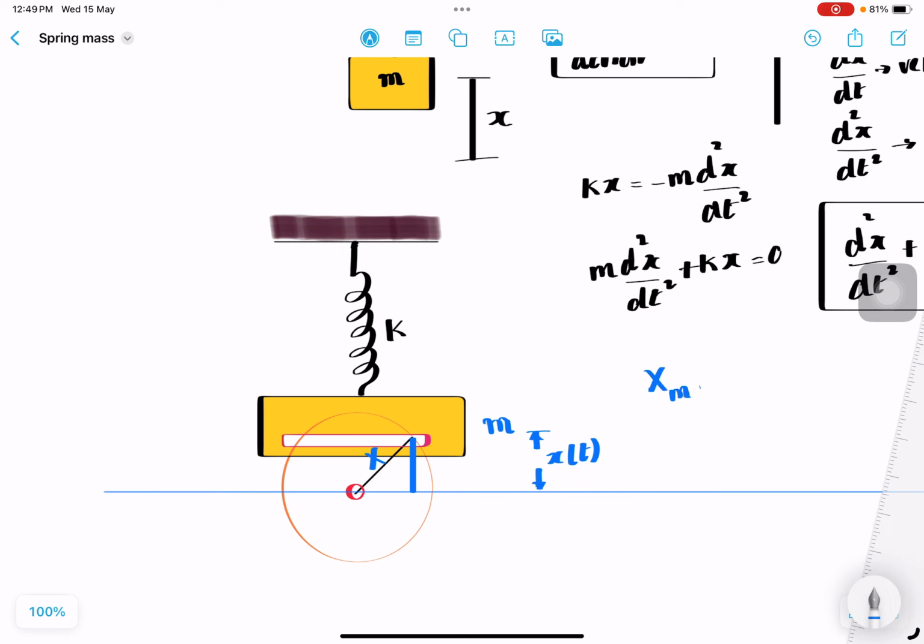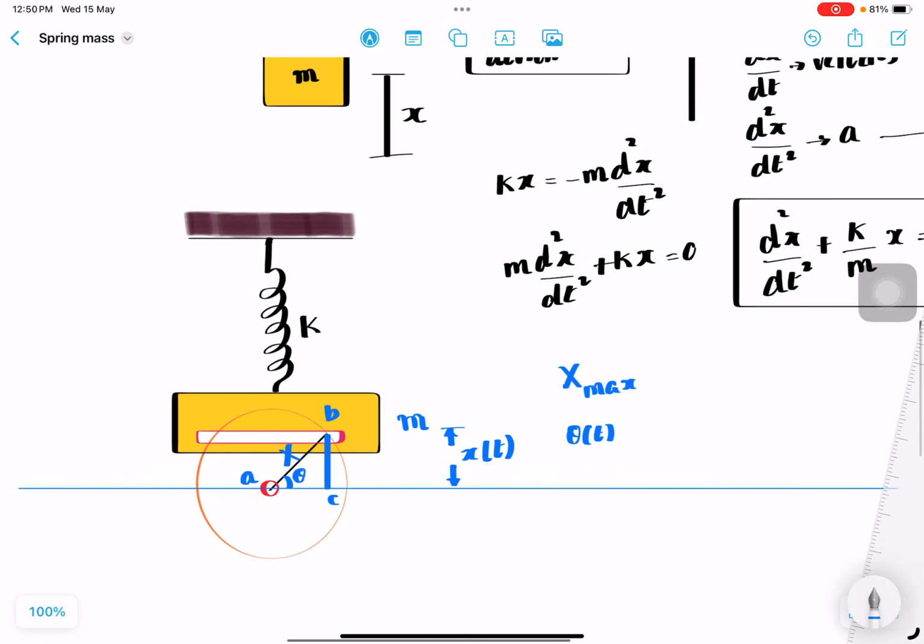So X max. Now we could see a triangle. Let me give the notation for this triangle. Maybe I could call this A, this B, and this C. Now we could see the angle theta. Of course, theta is a function of time. Now we can come up with an expression for theta.